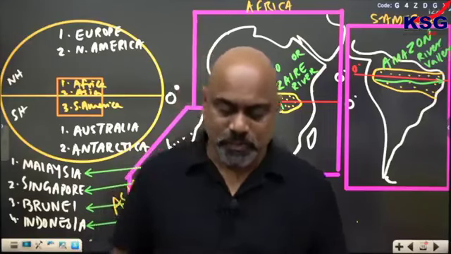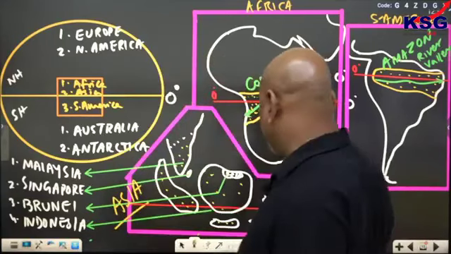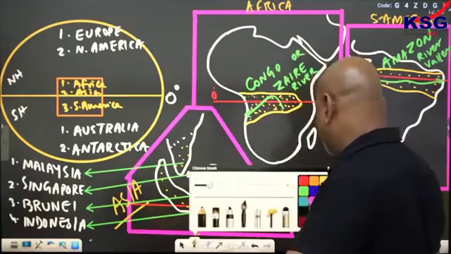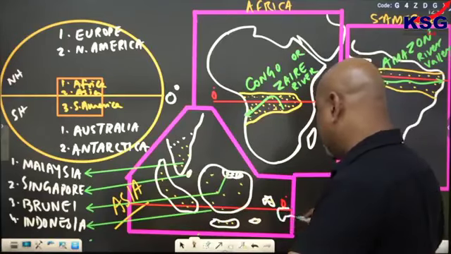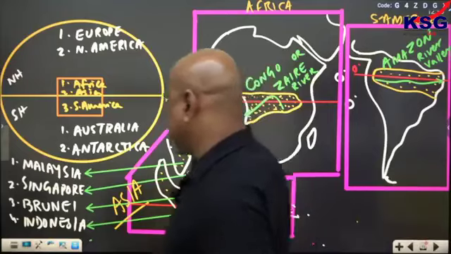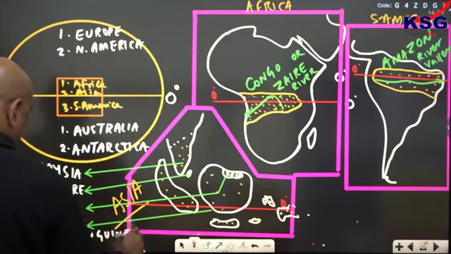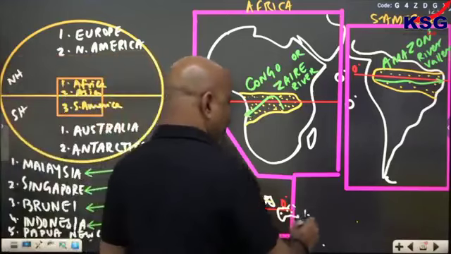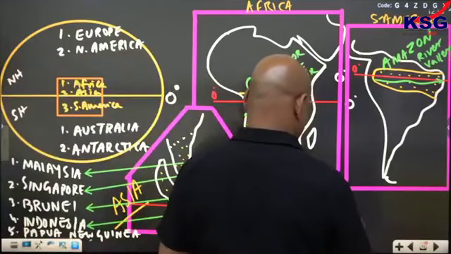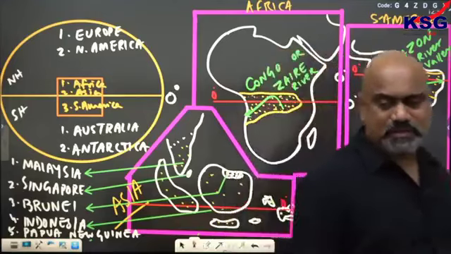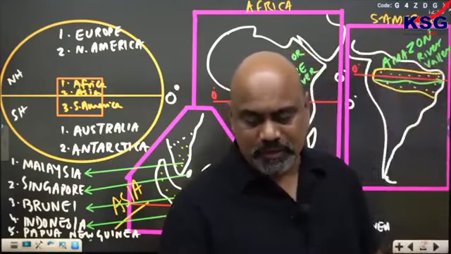Papua New Guinea, yes, Papua New Guinea also there. I haven't marked it here. Papua New Guinea is here. Yes, fifth one, Papua New Guinea. You can see that? This is also a part of this equatorial climate. Yes, it is. It has two different areas.